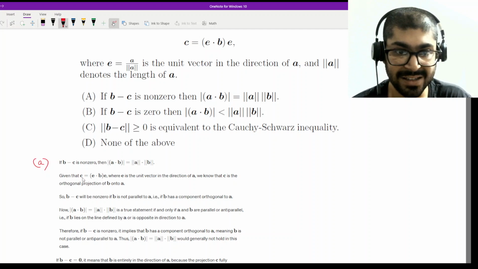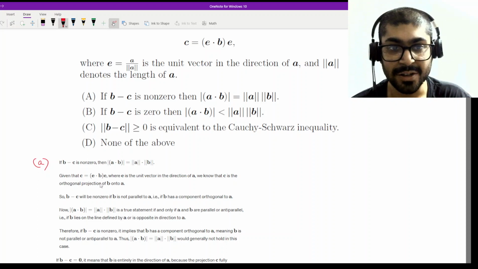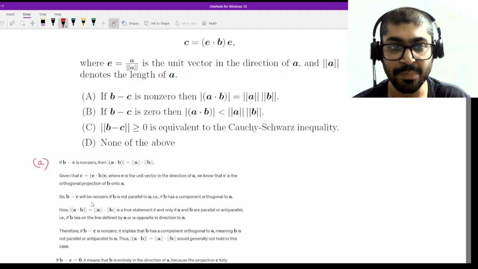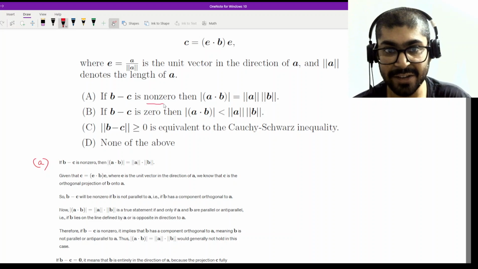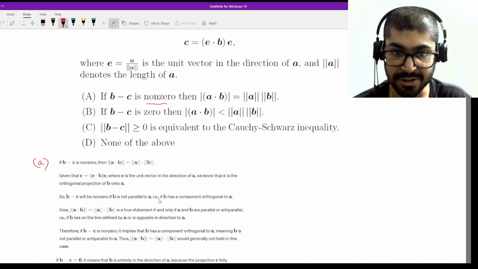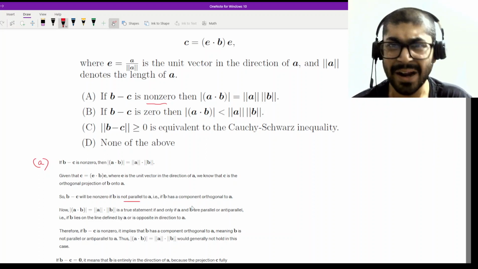Now what is given? Given that C is E dot B times E, where E is the unit vector in the direction of A, we know that C is the orthogonal projection of B onto A. So when will B minus C be non-zero? Here it is already given that B minus C is non-zero, so the value is known. But when will it be non-zero? It will be non-zero when B is not parallel to A, not parallel or anti-parallel, right?